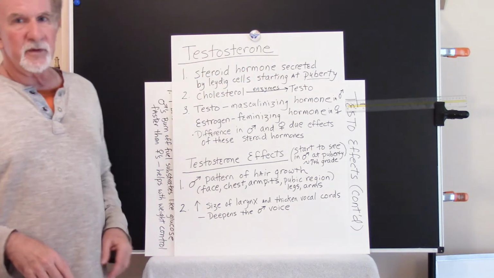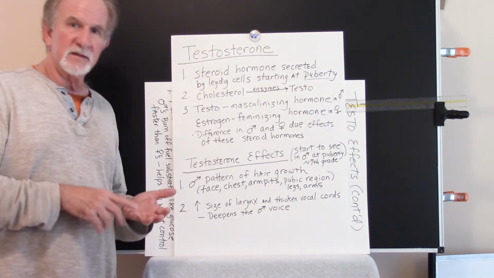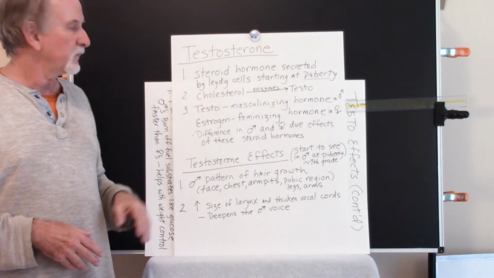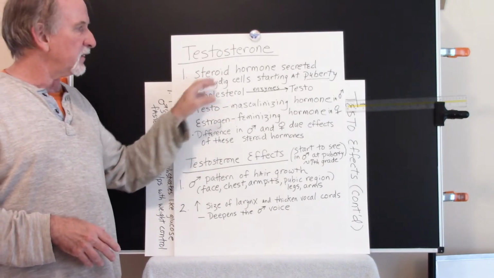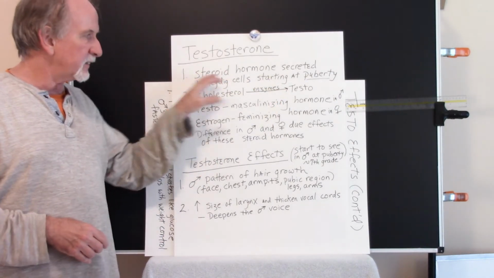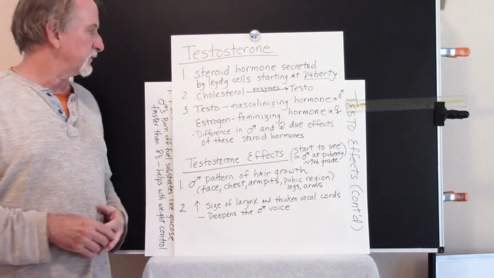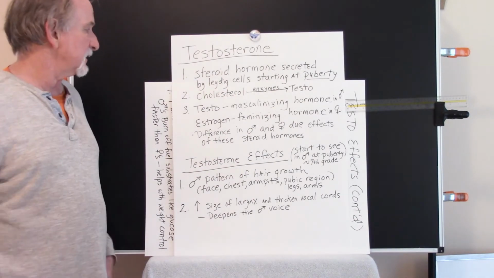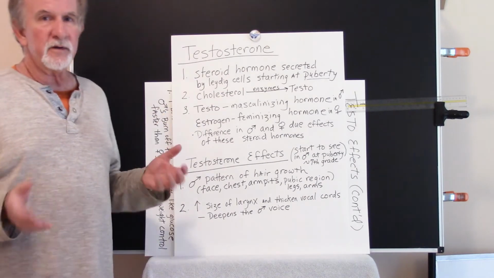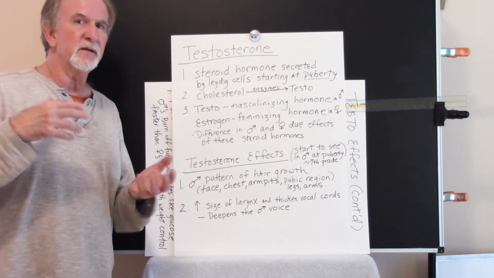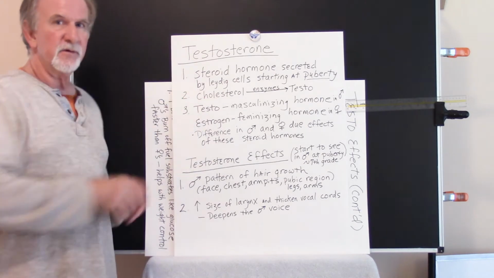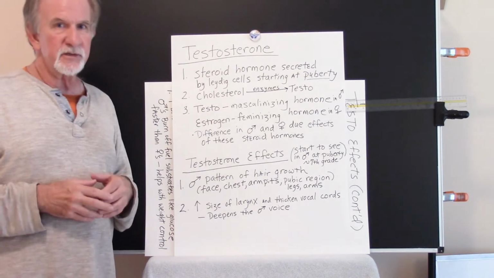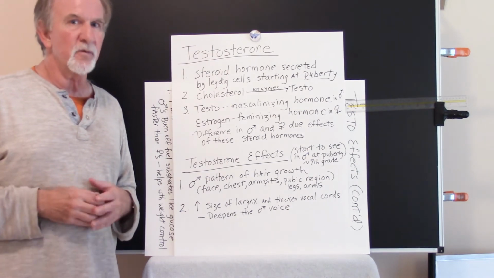Testosterone is a steroid hormone, and all steroid hormones like testosterone, estrogen, progesterone are synthesized from cholesterol. So cholesterol is acted upon by enzymes and converted to testosterone. And this occurs in the Leydig cells within the testes. So we're going to find that as we talk about male and female, testosterone is what's known as the masculinizing hormone, and estrogen is known as a feminizing hormone.